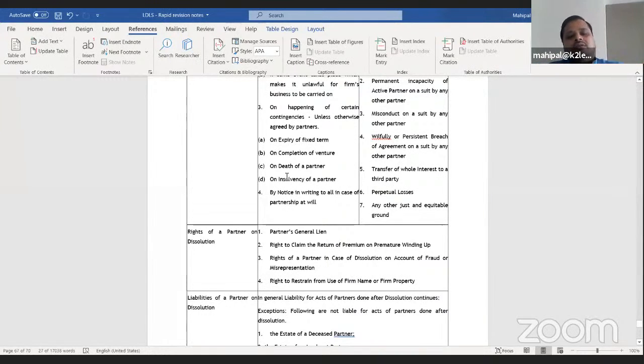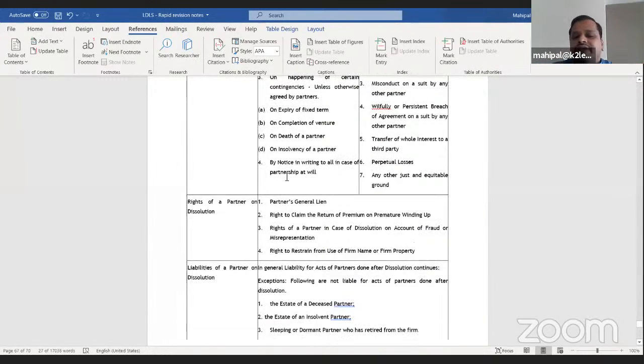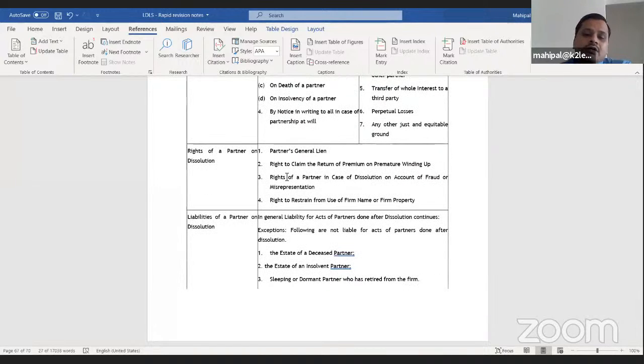Am I clear? Next, partner's right of lien. My dear friend, please understand, when an incoming partner comes into a firm by paying goodwill and the firm is dissolved before expiry of such expected period, then he can claim the return of premium on premature winding up. Clear? Liability of a partner.